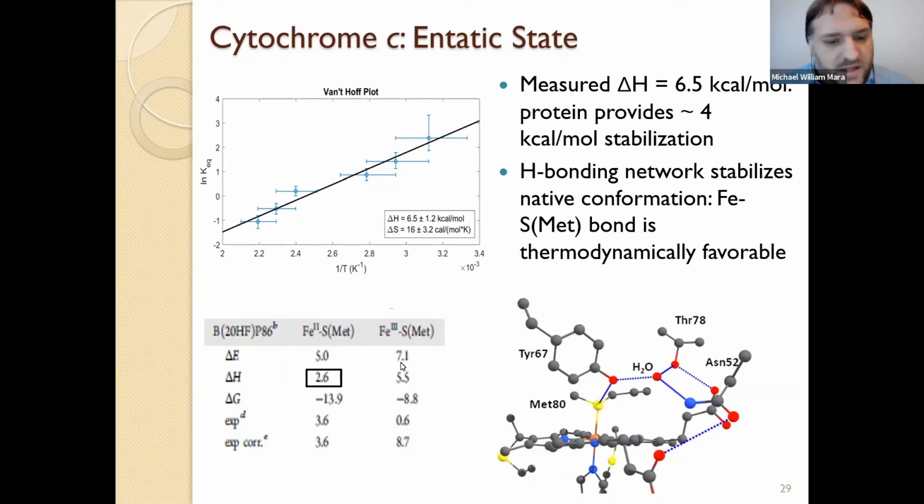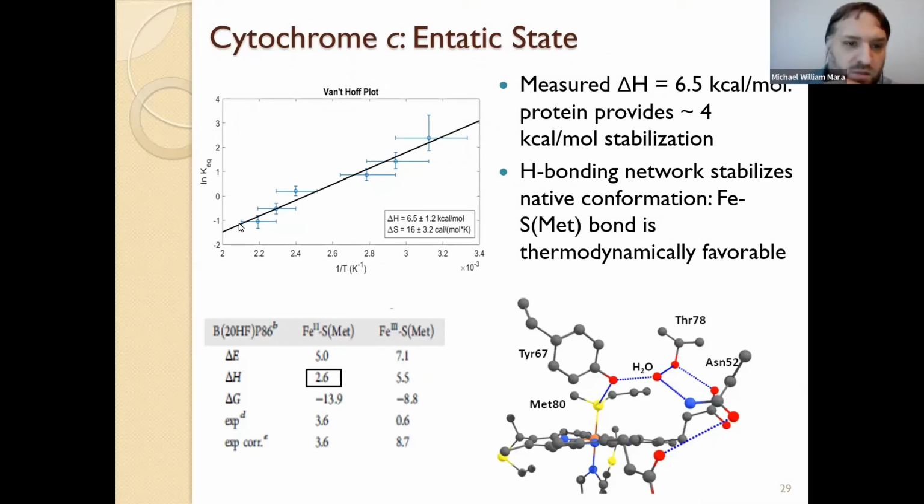Now, recall from DFT that we picked up an iron-methionine bond of about 2.6 kcal per mole in the ferrous cytochrome C. This was, of course, ignoring any contributions from the protein.